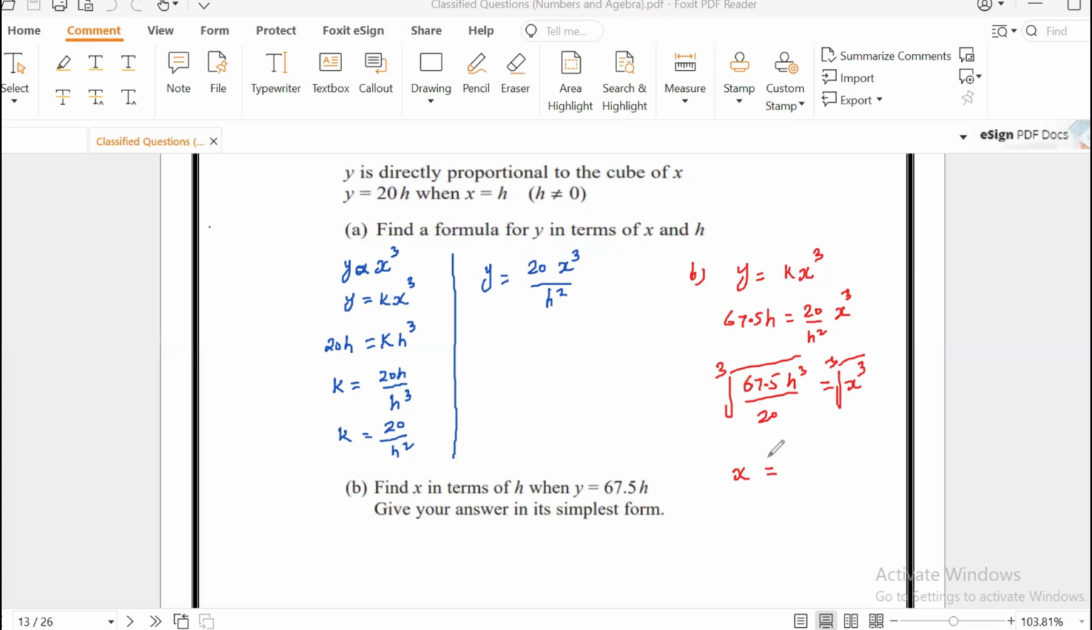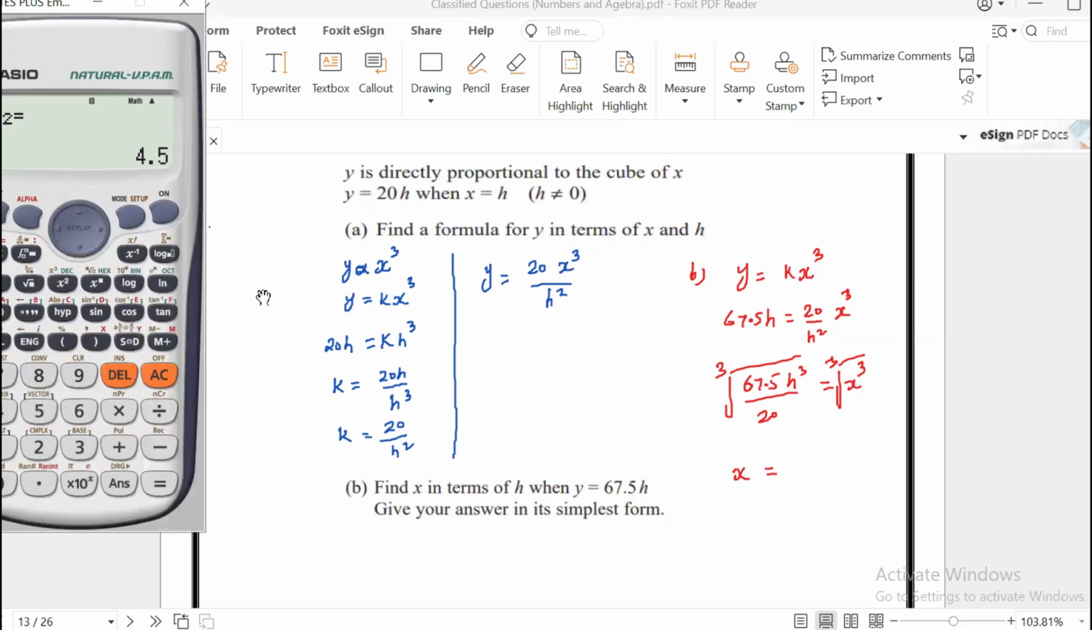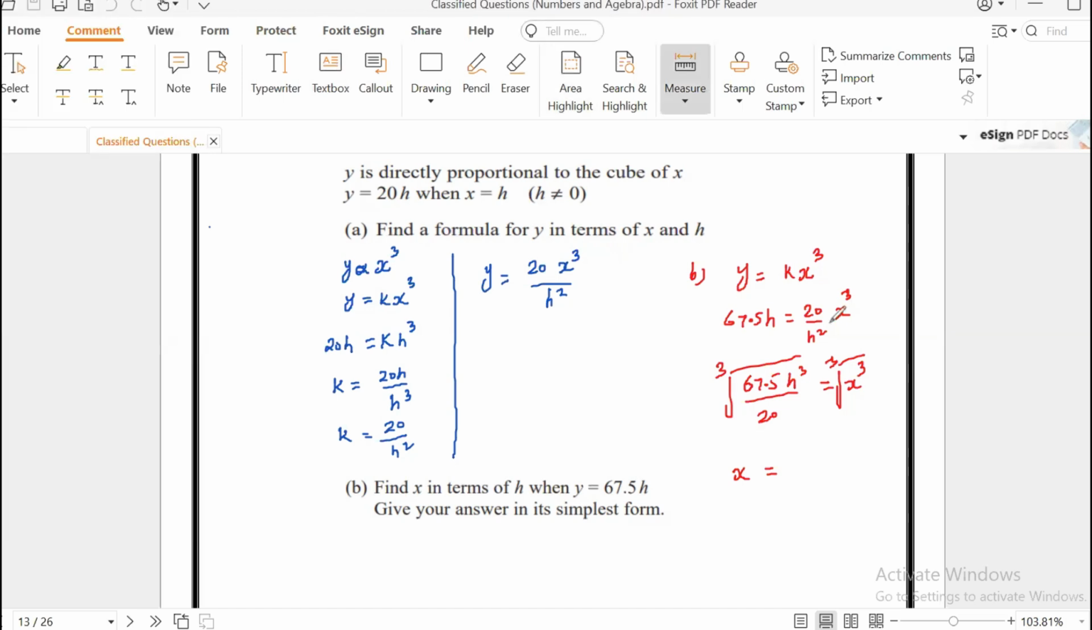So this is the cube root of 67.5 over 20, and we can check in the calculator as well. So here, shift, and then we have to go normal, and then shift cube root of 67.5 divided by 20 equals what? 3 over 2. So we can say that x equals 3 over 2 h, or x is equal to 1.5 h. So we write x in terms of h in its simplest form. I hope it is clear.